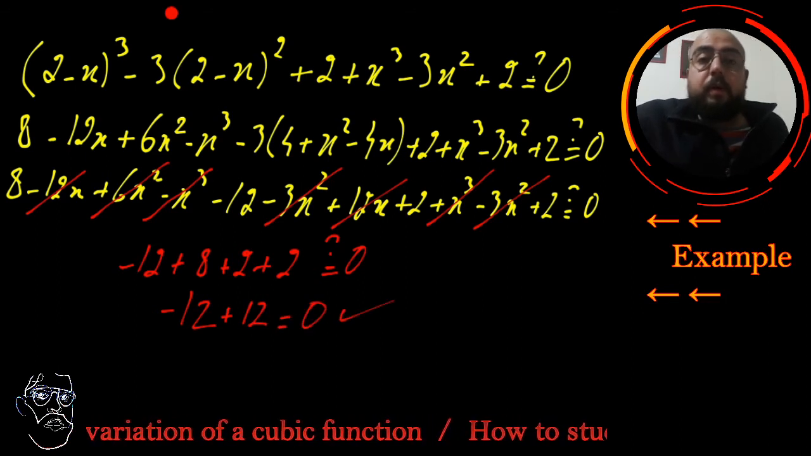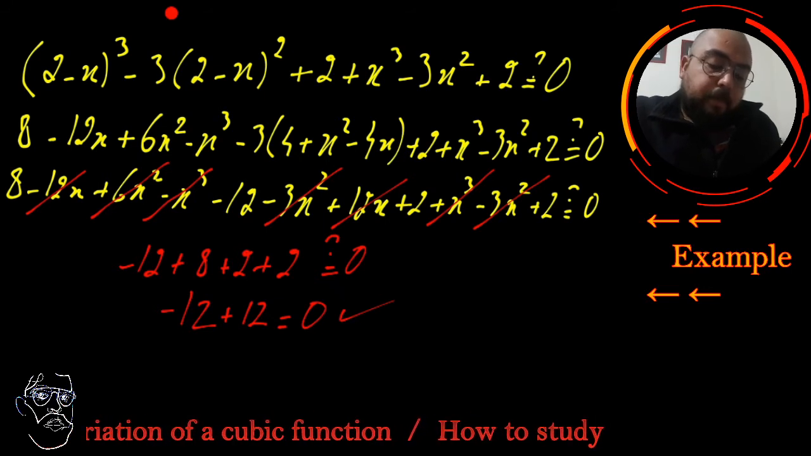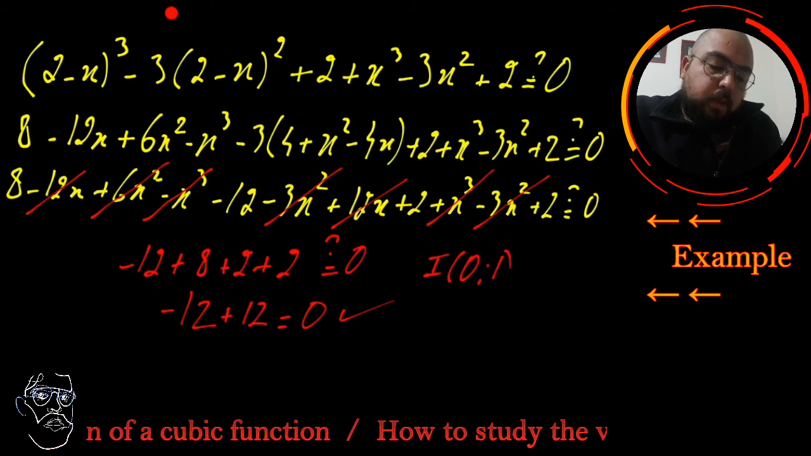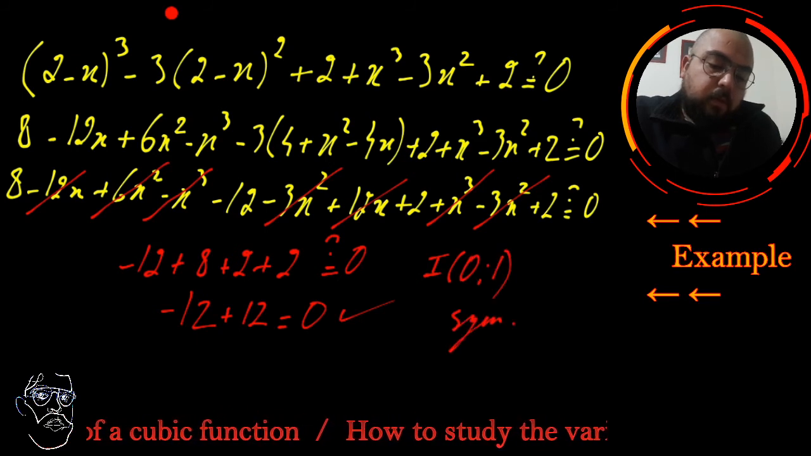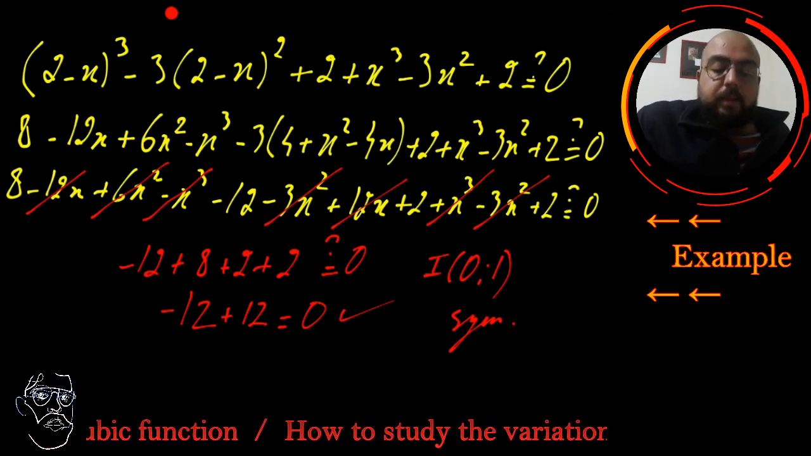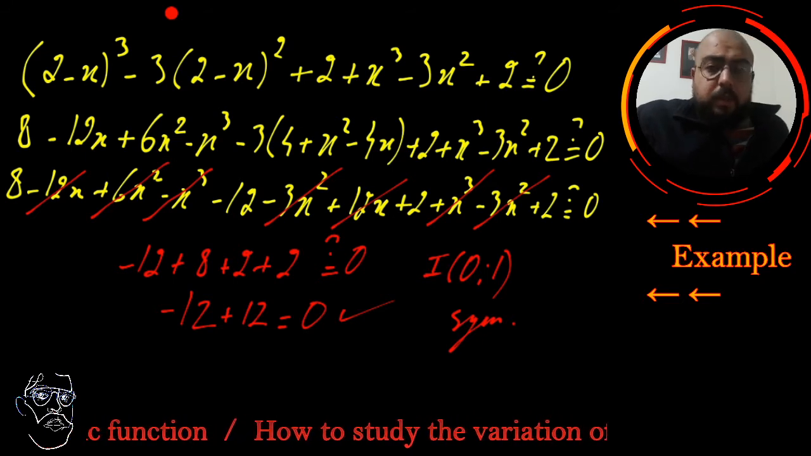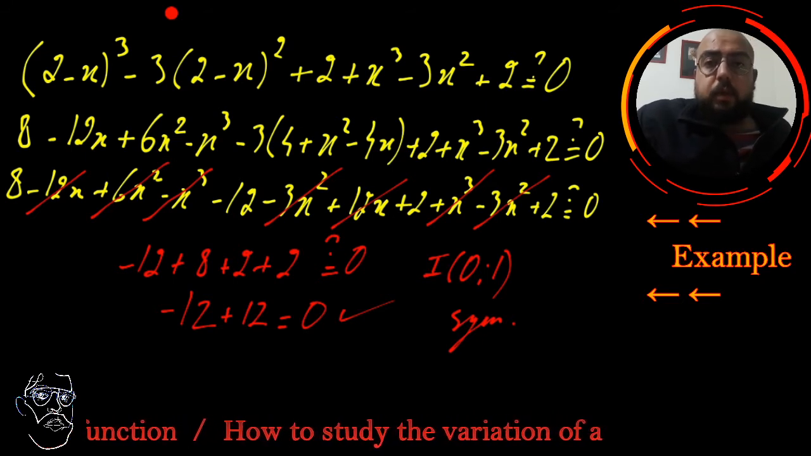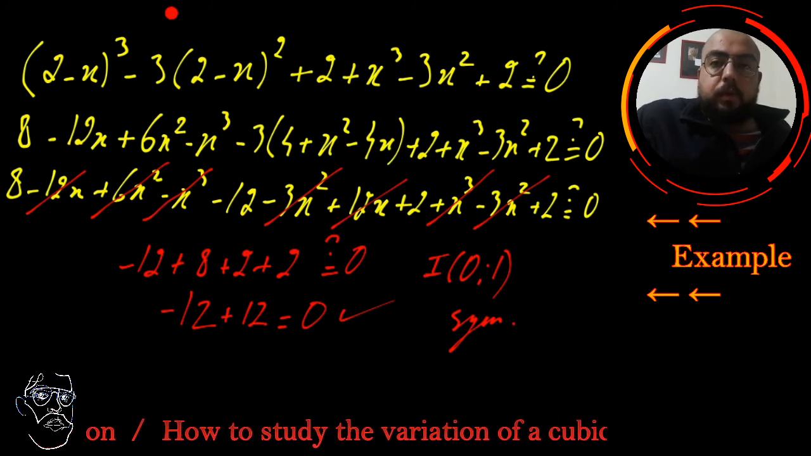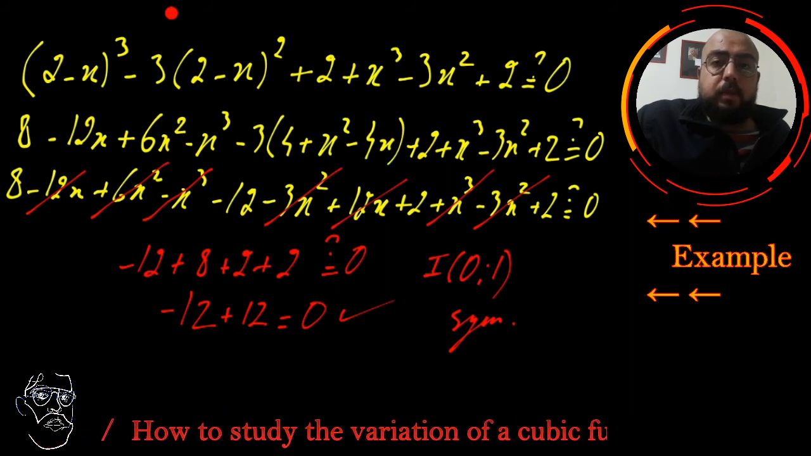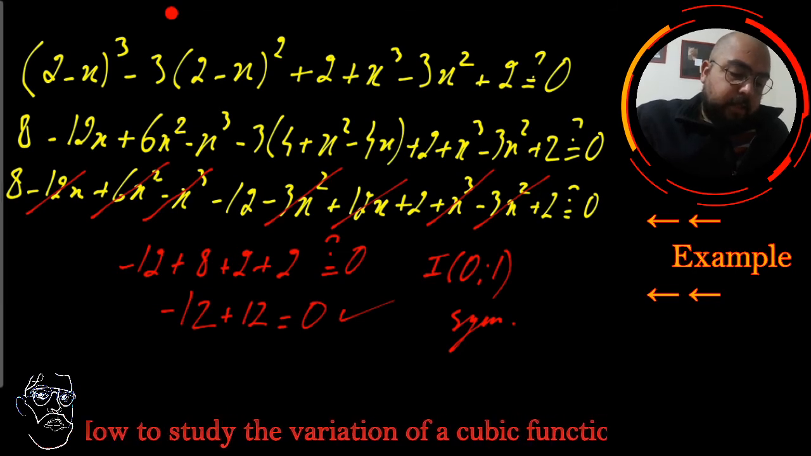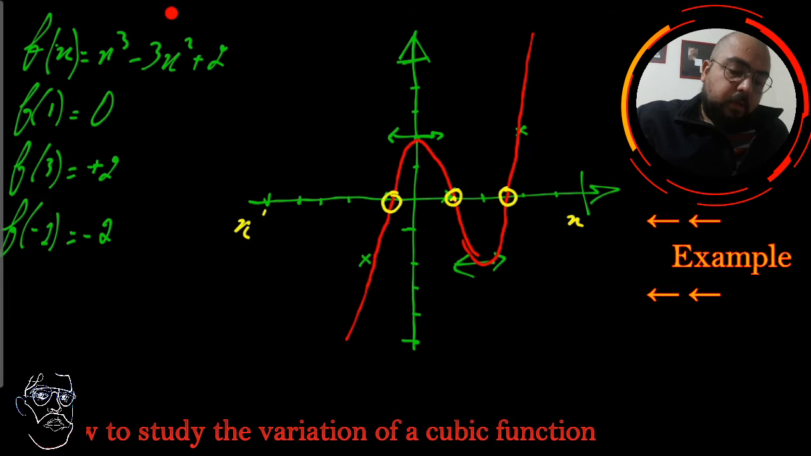So I was able to verify that the point I, which was (1, 0), is the center of symmetry. This is how you will be able to say that this is the center of symmetry. So this was an example about how to study a cubic function, plus we were talking about the symmetry, but in this case it's the center of symmetry. I can also add one last piece of information about the center of symmetry.